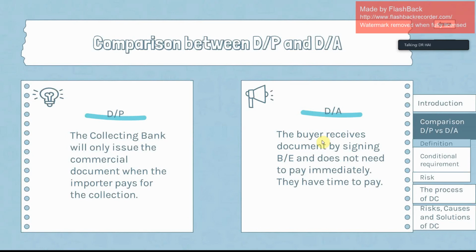So you cannot use the verb issue. Issue means that you build, you create, you establish. So if you use this word, it makes us confused. The collecting bank doesn't issue the commercial documents. You can use another word like release or transfer, but not issue. Okay, remember the first one.